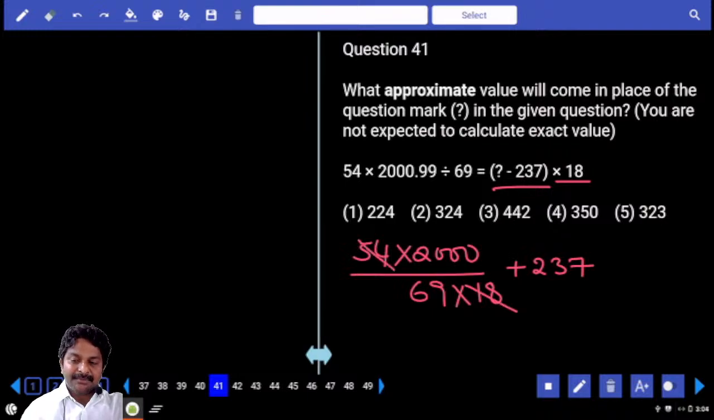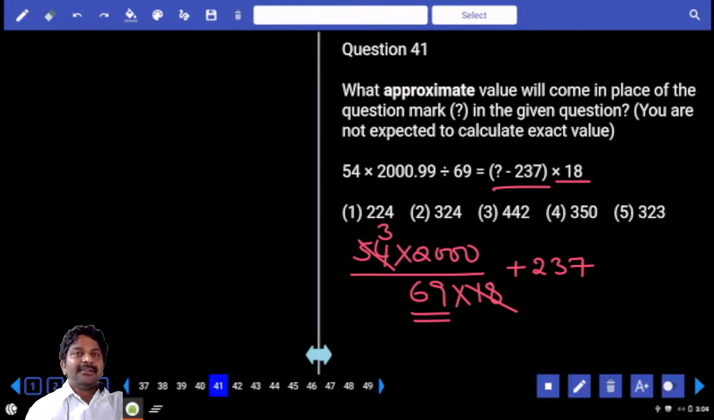18 how many times? 3 times. 69 3 times. Come on. 73 is 210. Minus 3 only, right? 207. But we have 200. So that will be definitely 1 time less than that.